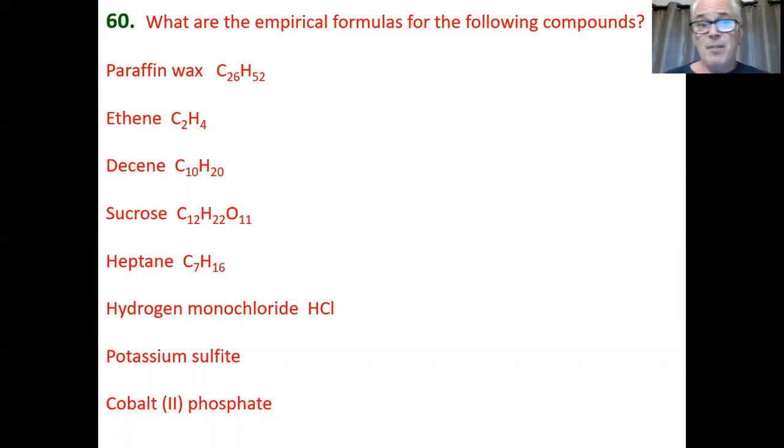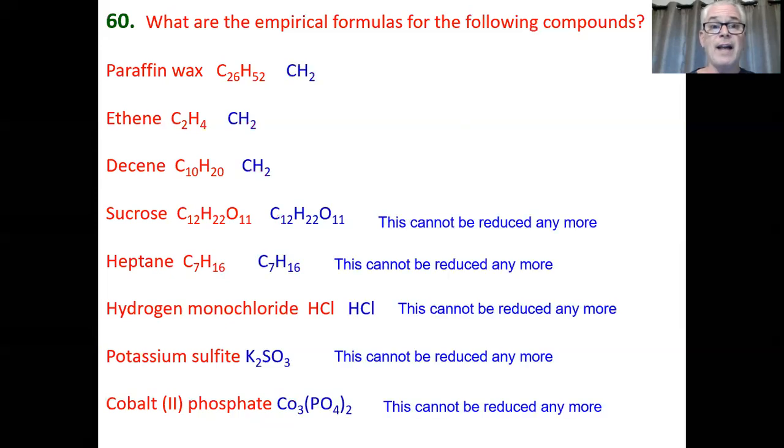They're both even numbers. You can divide them both by 2, right? And then we're going to get, oh, I guess they're all going to pop out at once this time. So let's just see what we got. The first one, 26 to 52, is a 1-to-2 ratio. So we get the same empirical formula, CH2. For ethene, C2H4 is that compound. 2 to 4 is also 1-to-2. Decene, C10H20, that's also CH2. Those first 3 all have the same empirical formula.